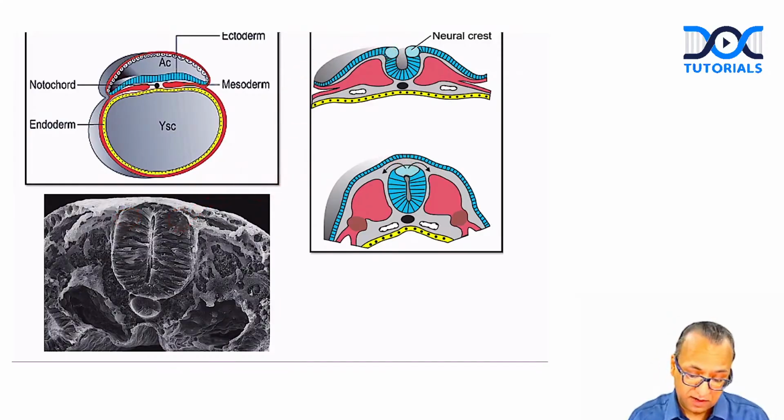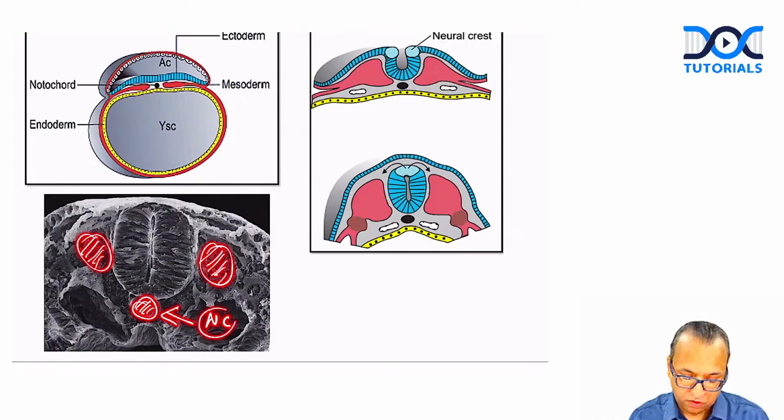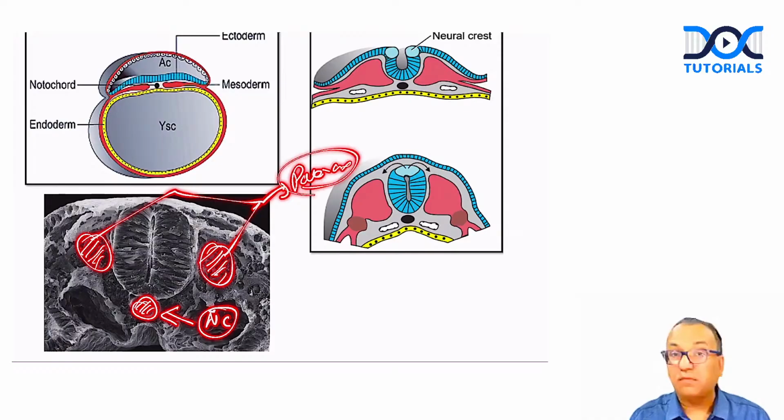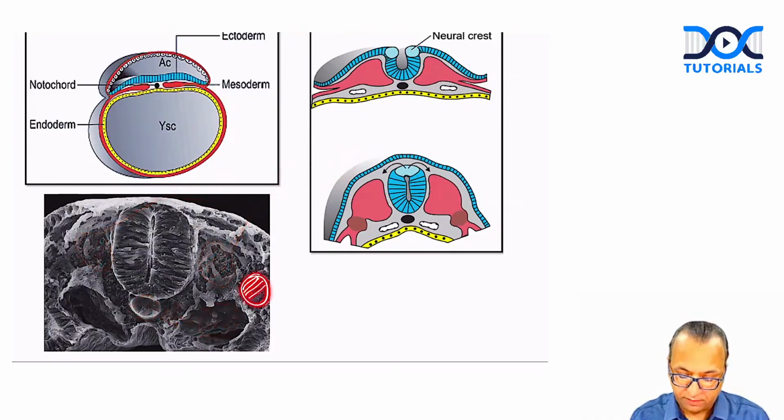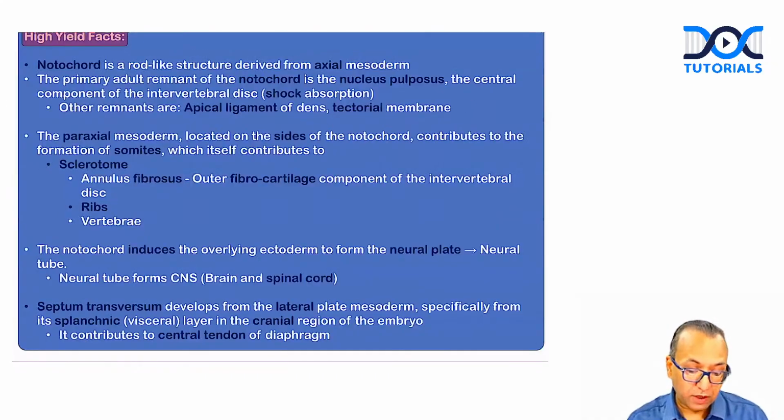And then this will be the paraxial mesoderm, because the axial mesoderm is here. This is the notochord. So this is the notochord or axial mesoderm. That is the paraxial mesoderm. And you can see a little bit of intermediate mesoderm also, which is going to form a major portion of the genitourinary system like kidney, testis, and ovary. Let us revise this information once again.